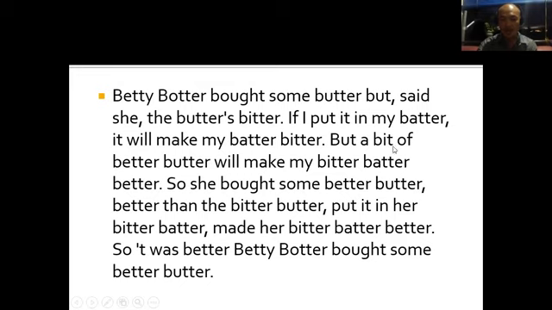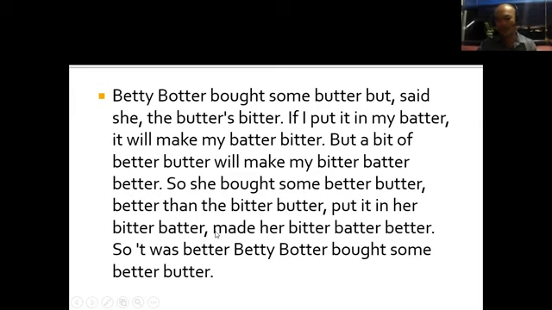"Bara," then you connect this word again, "bit of, bit of." So soft D here. But a bit of. So that's how you do it. Same here. Put it, put it, put it in. Okay, put it in her bitter butter, a bitter batter.